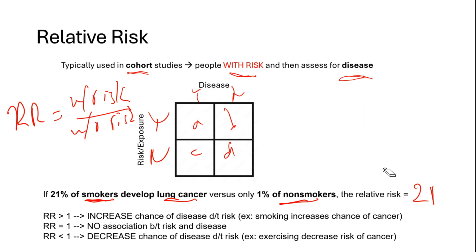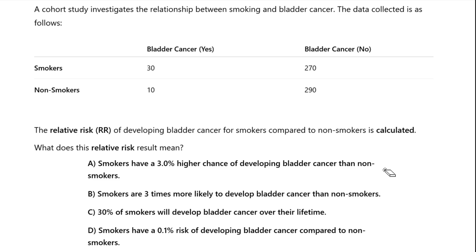But just knowing that for rare diseases, the odds ratio is typically equal to the relative risk. So again, let's solidify this with a practice question. Pause the video, take your time to do this one, and then we'll go over this together.